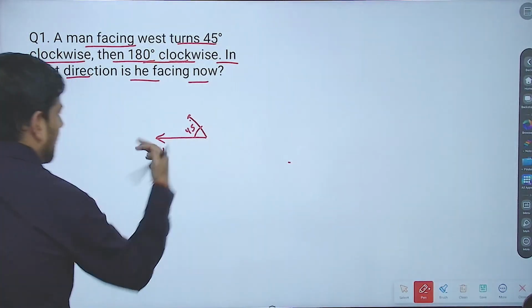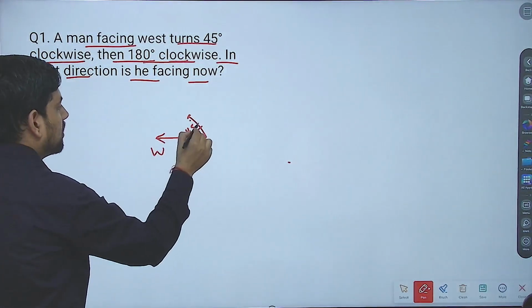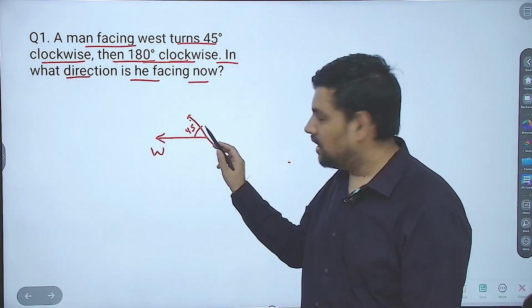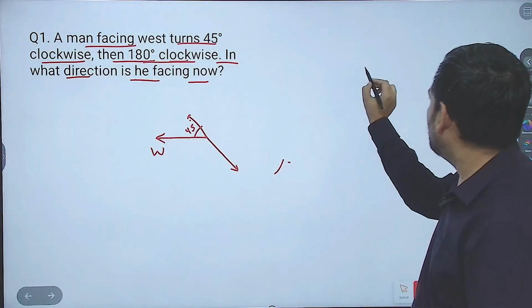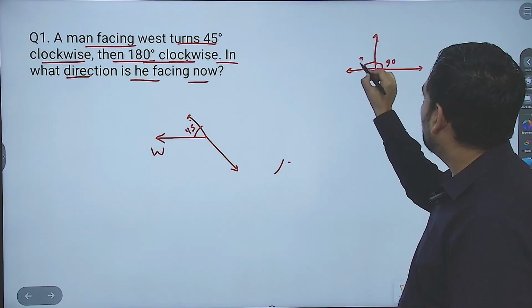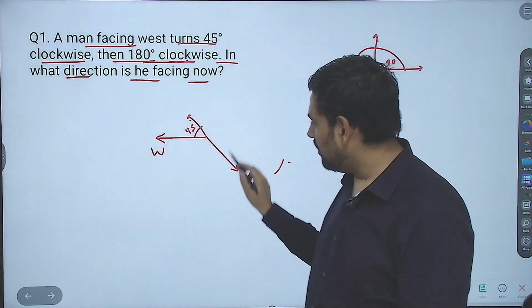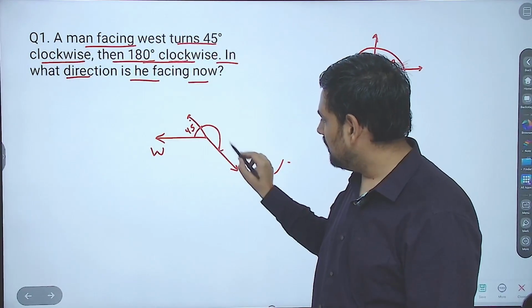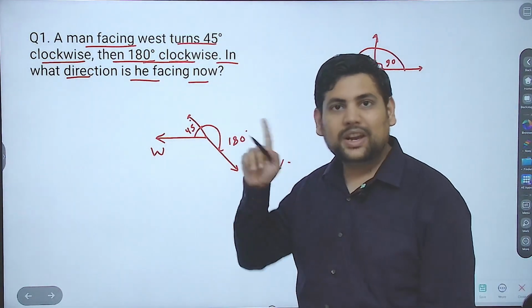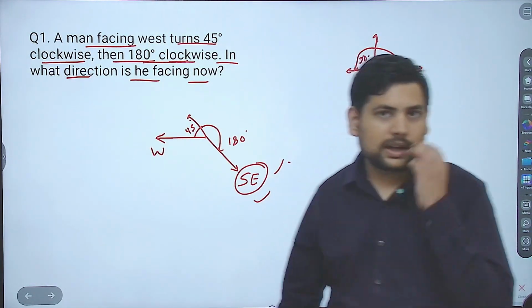Now, if he has traveled 45 degrees here, then after that again 180 degrees clockwise. 180 degrees is simply directly opposite. This is 90 degrees and this is also 90 degrees, so for 180 degrees you go in a straight line like this. So you reach here. In which direction have you come? You know by that diagram, this is southeast. So southeast becomes the answer.